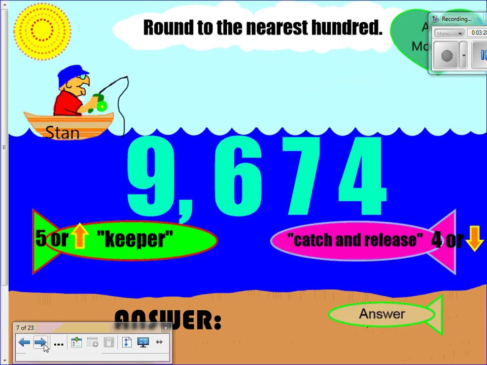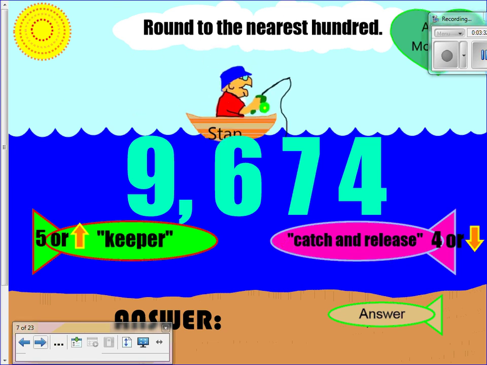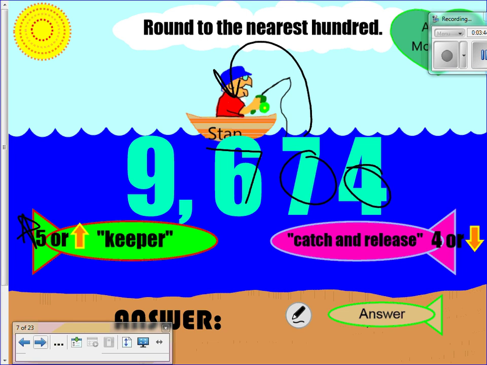Round to the nearest 100. Go ahead and go right to the 6. This is a 7. It's bigger than 5, so it is a keeper. That means I have to add it to my boat. So this becomes 1 bigger than 6, which is a 7, and these numbers become zeros. What we're struggling with in our math box is you want to keep the 7 and the 4. No, when we're rounding to the nearest 100, the answer is 9,700.